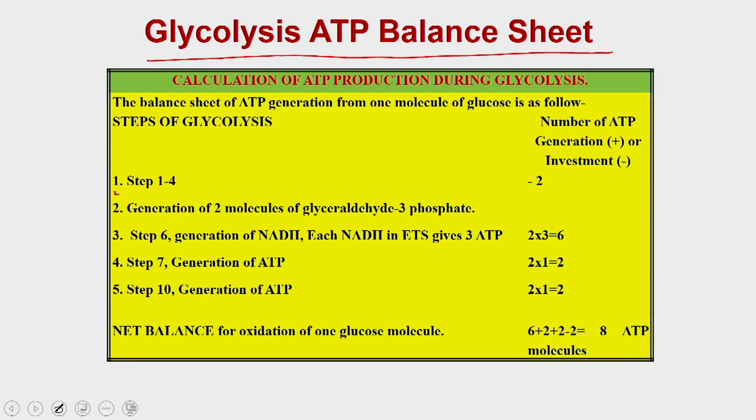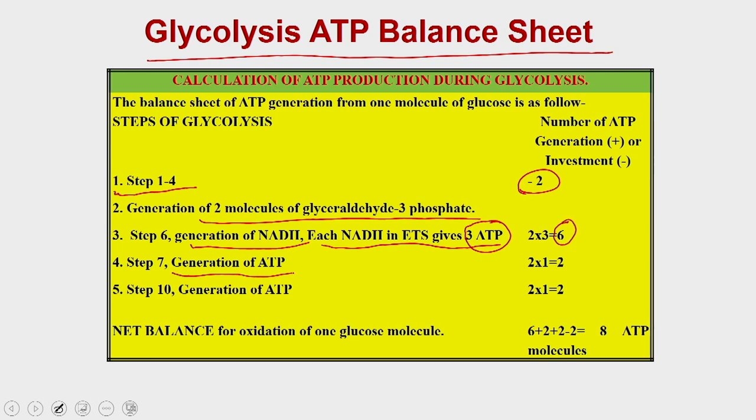In steps 1 to 4, you are actually spending 2 ATPs, and then in the subsequent step, you are generating 2 molecules of glyceraldehyde 3-phosphate, and in step 6 you are generating the NADH, and each NADH molecule, when it goes to the electron transport chain, generates 3 ATP, which means from the 2 NADH molecules you are going to get 6 ATPs. Then in step 7, when there was a loss of phosphate, you are going to generate 2 ATP, and in the last step, when the pyruvate is being generated, you are going to generate another 2 ATP. So what is the net balance?